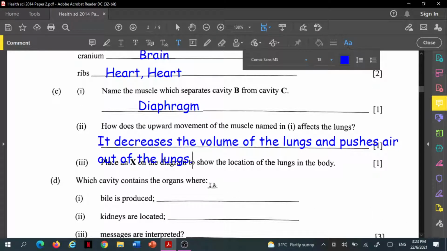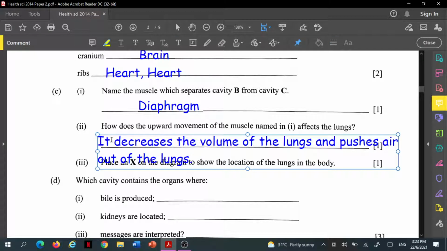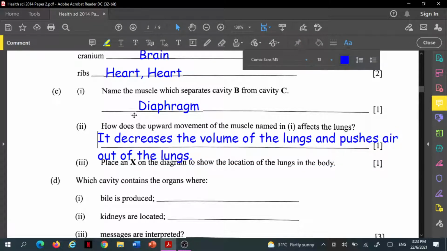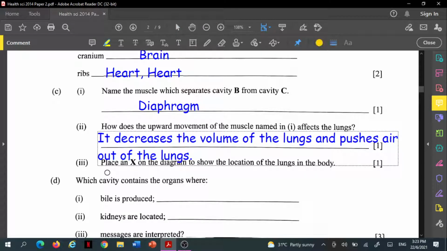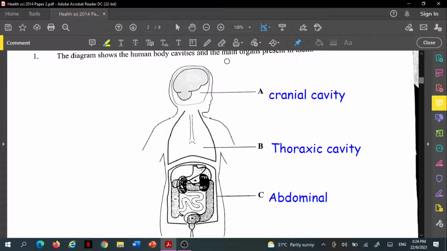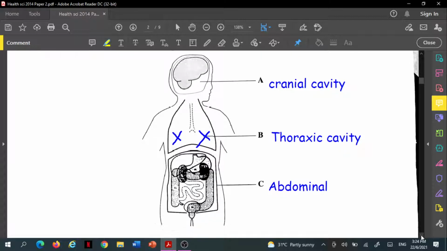And for part 3, I'm just going to create a little bit of space right here so we are able to see properly. Okay, that should be perfectly fine. Here now it said place an X on the diagram to show the location of the lungs in the body. So let's put where the lungs are located. Remember you have 2 lungs, left and right, so I could put an X on this side, that's where the lungs will be, or I could put an X right here as well. Those 2 parts are where the lungs are located, but they only want 1 X, so we can put it on either side, it really doesn't matter. Now let's go into the next part of the question.